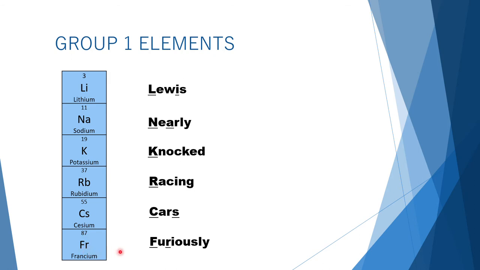Well, for example, the first element in group 1 is lithium. Lithium is represented by the word Lewis. Group 1 sentence to be memorized is, Lewis nearly knocked racing cars furiously.